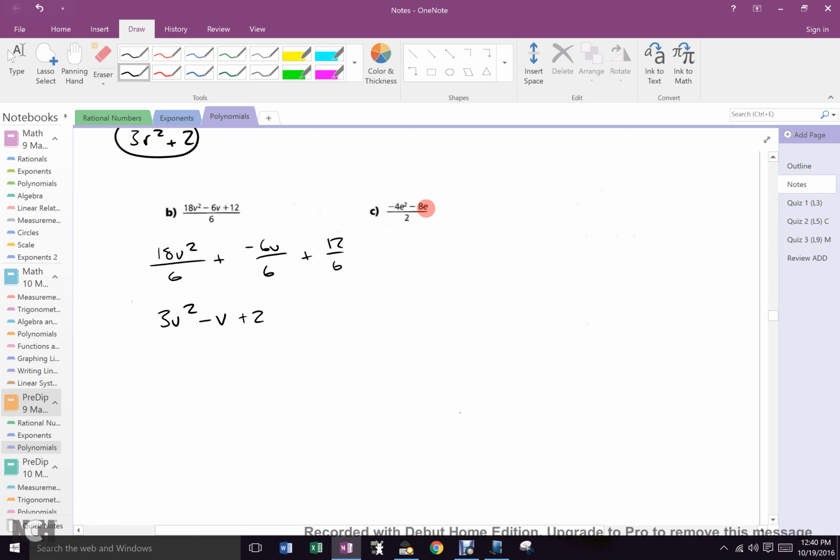What about this one? Negative 4e squared over 2 plus negative 8e over 2. What's that? 2e squared minus 4e.